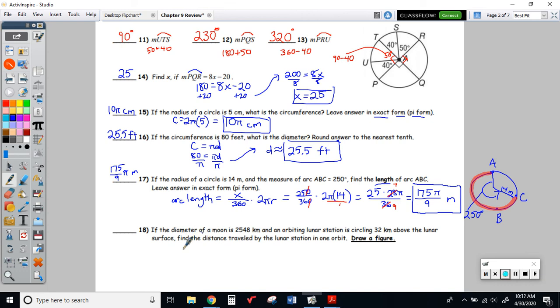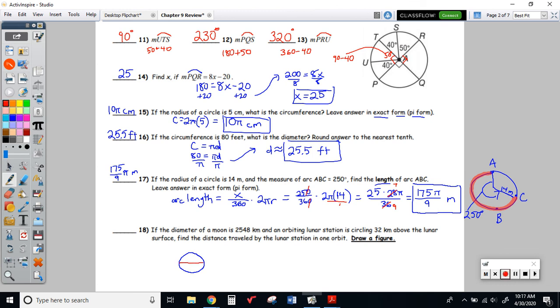And then 18, if the diameter of a moon is 2,548 kilometers and it's orbiting a lunar station, is 32 kilometers above the lunar surface, find the distance traveled by the lunar station in one orbit. So we've got this moon. Could be Earth's moon, could be a different moon. I don't think that our moon has a diameter of that, but I'm not totally sure. I'd have to look that up.